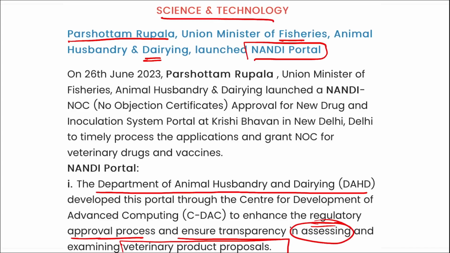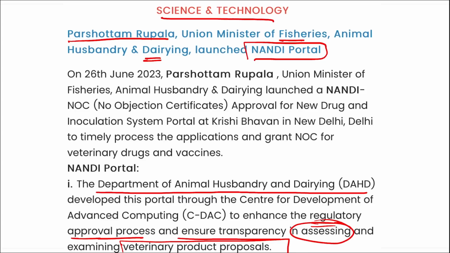I repeat, this NANDI portal was launched in order to enhance the regulatory approvals and ensure transparency in examining the various veterinary product proposals. Right? Following this, an animal vaccination coverage initiative and mobile veterinary units were also launched. The NANDI portal would not only facilitate regulatory processes but will also provide valuable support to researchers and industries from a commercial perspective. Correct?